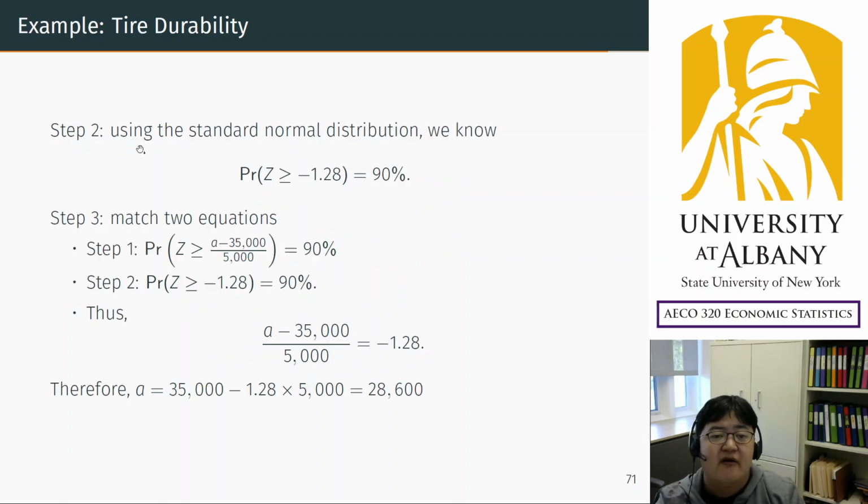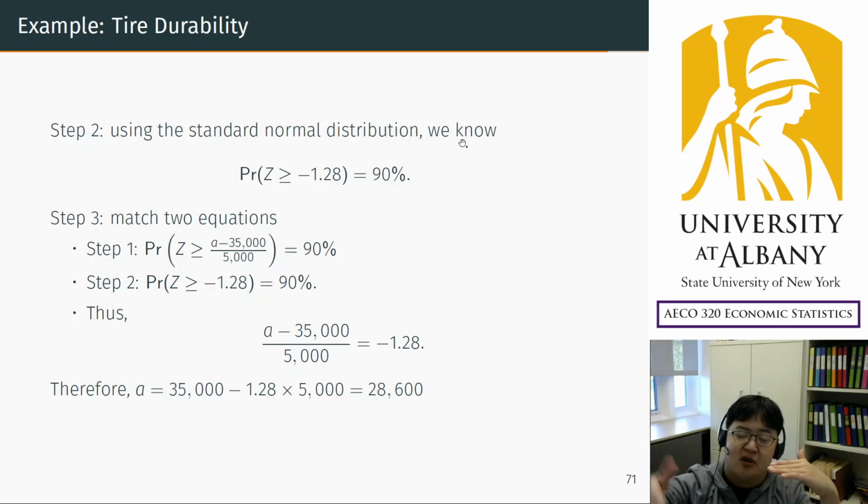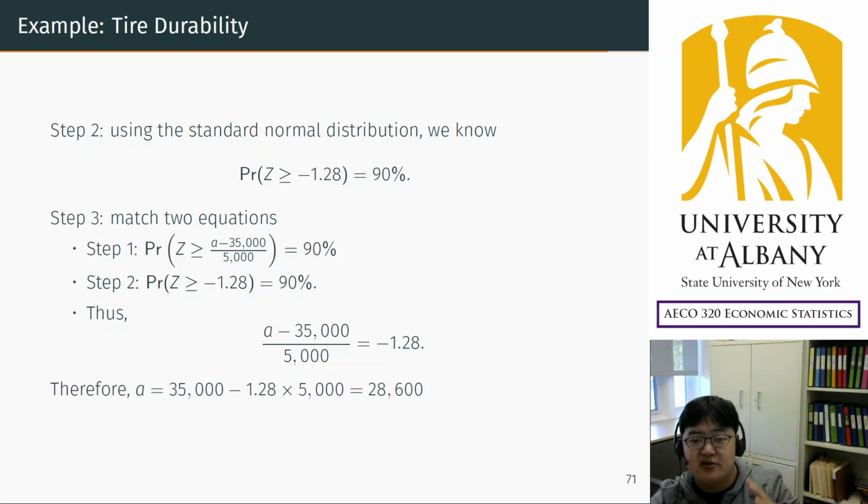And the second step, using the standard normal distribution, we did some exercises on how to find this value. So from 90%, you find this value. That means you are looking for the bottom 10%, excuse me. So above the number is 90%, so below the number is 10%. So you are looking for the 10th percentile, that is minus 1.28, right? So this is from Excel or a calculator. You need to find the relevant value that satisfies 90%.